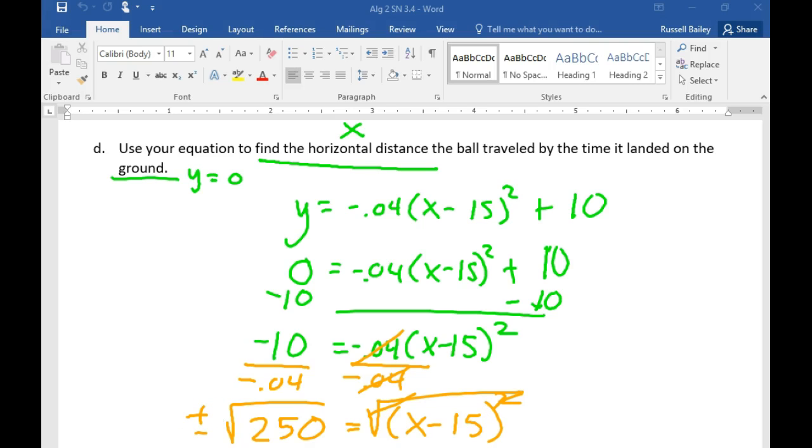Can you guys do that on your phones for me? Just find the square root of 250. We're not going to break it down like we did before. Just actually do it on your calculator.